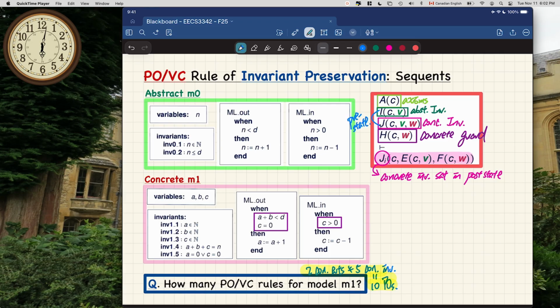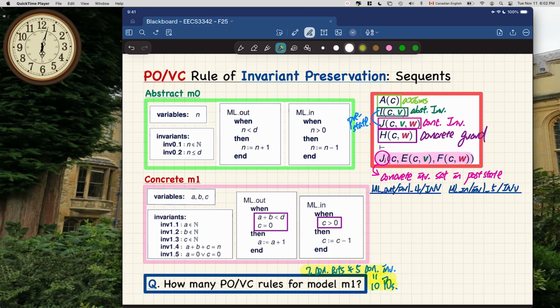Right, let's now talk about 2 of them. I'll give you the name and then we can work out exactly how to write them. They share quite a lot in common. So let's start with ML out, and I want to preserve invariant 4. That's about invariant preservation. That's the first one. And the second one will be for ML in, and I want to preserve invariant 5, the safety invariant.